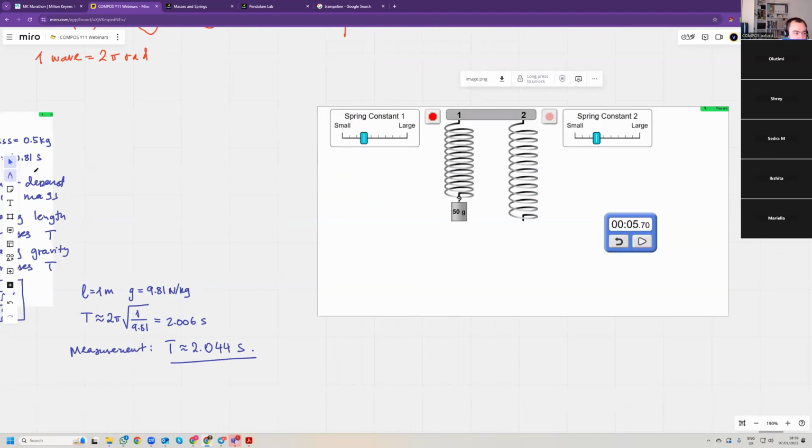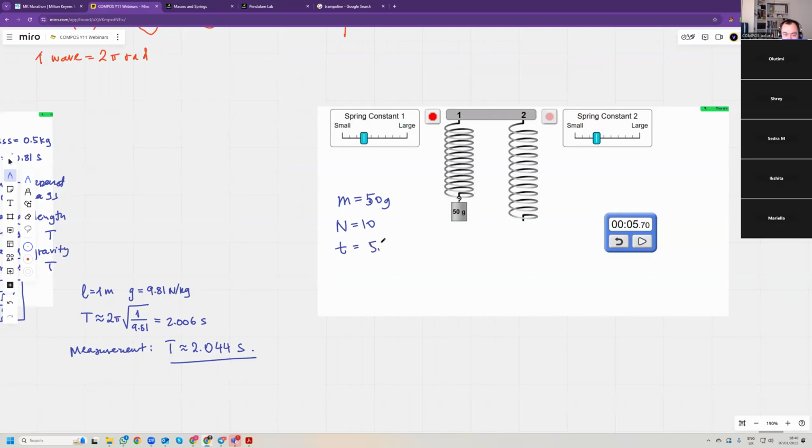So for 50 grams, the mass is 50 grams, and the number of oscillations is 10, and the time is 5.7 seconds, and then the time period is t divided by n, which is 0.570 seconds. And the frequency is 1 divided by time period, which is 1 divided by 0.570. So that's 1.75 hertz. And the angular frequency is 2 pi times frequency, that is 11.0 radians per second. That's the angular frequency.